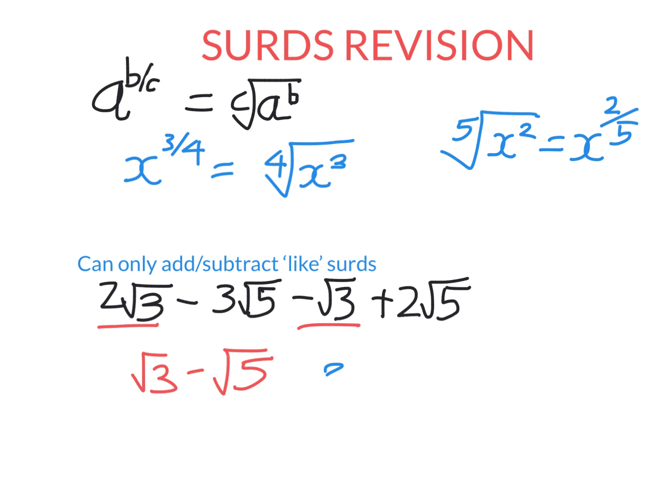Now just note, this is said to be in exact form because this is exactly the answer. If we were to round this, put it in our calculator, that would not be exact. So that's basically C level.